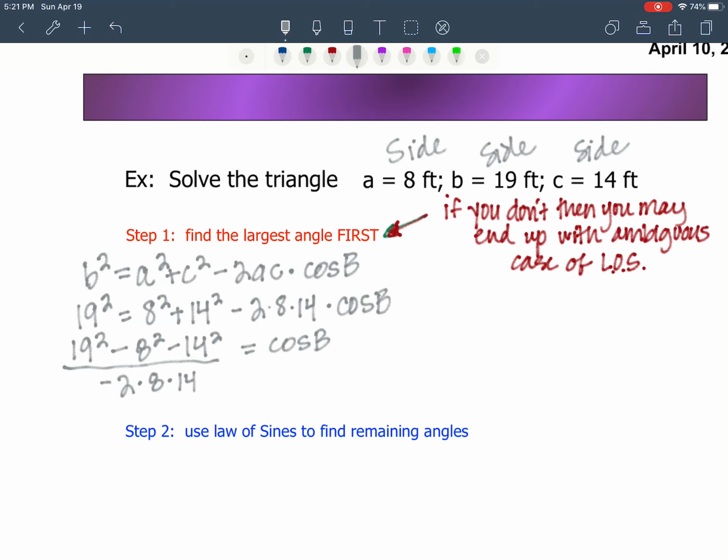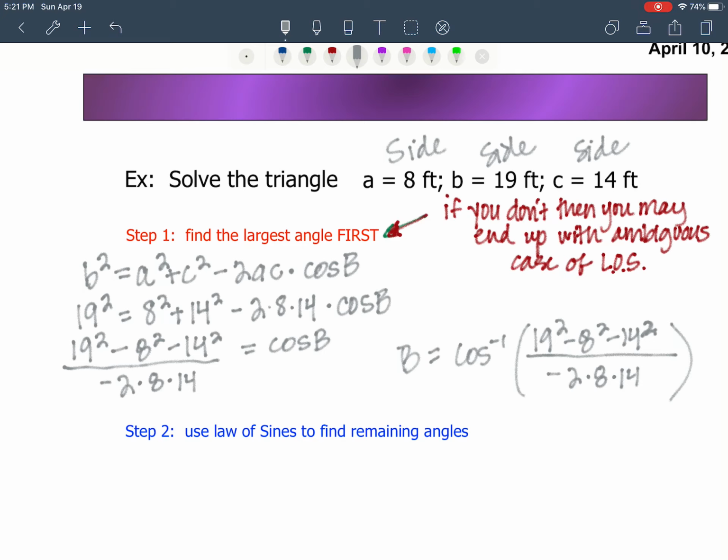What I'm going to put into my calculator is angle B is equal to inverse cosine of this fraction. 19 squared. Notice I know what 19 squared is, but notice how I'm not going to calculate it. The reason is that if I make a little mistake here, it's going to make the whole problem wrong. So since I'm picking up my calculator anyway, I'm going to let my calculator do all the work.